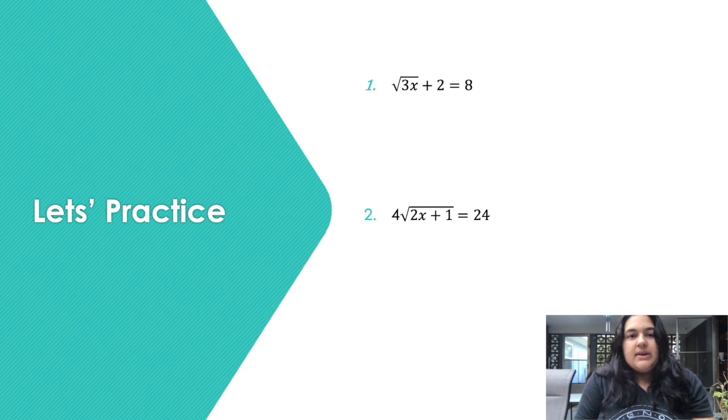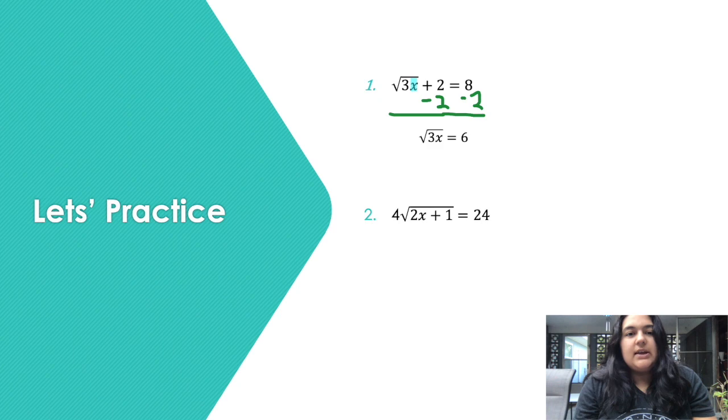Okay, number 1, the square root of 3x plus 2 is equal to 8. I know this looks a little different, but don't panic, we can totally do it. Our first step, we said, was to isolate the radical. So I need to get that radical by itself. Here's our x, that is my end goal. So I need to move who out of the way? The 2. I've got to move the 2 out of the way, so I'm going to subtract 2 from both sides.